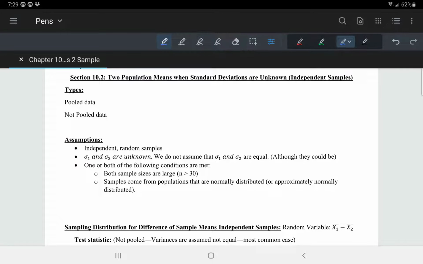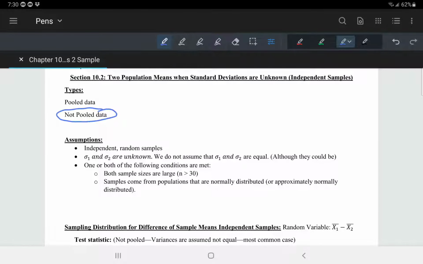We can also look at examples and sampling distributions for two population means when the standard deviations are unknown. Okay, so this will imply we'll be using the t-test. Again, we'll need independent samples. So there are two choices that we'll make. Do we pool the data? Do we not pool the data?